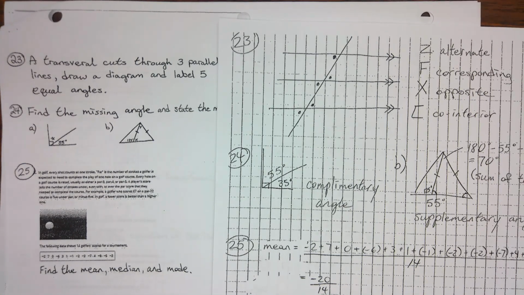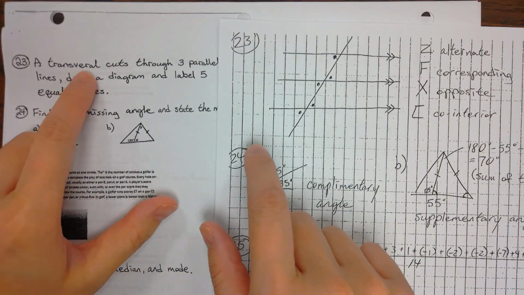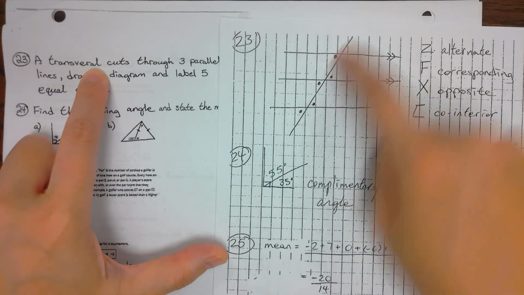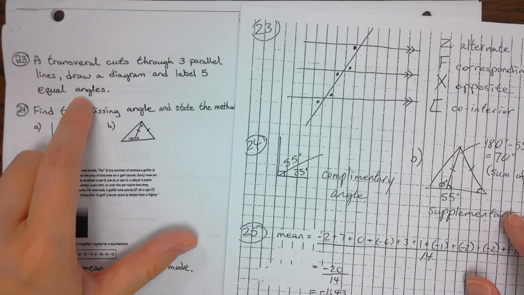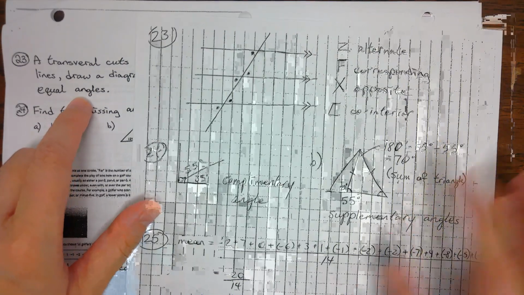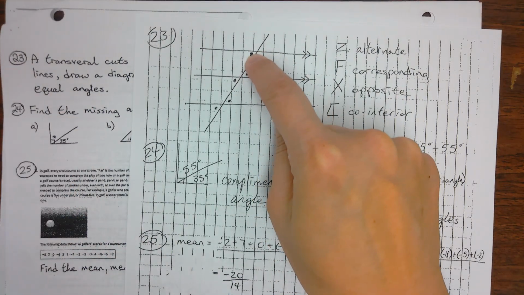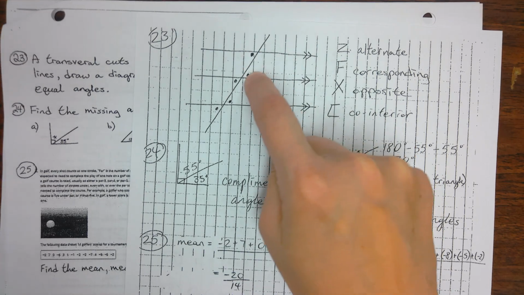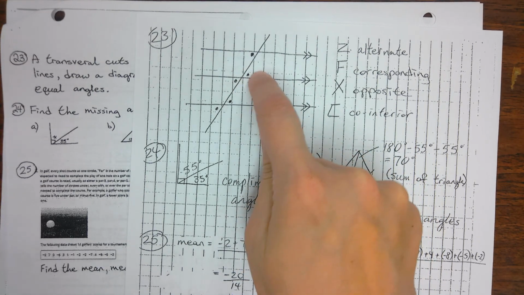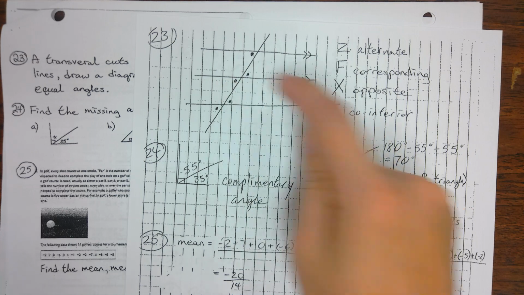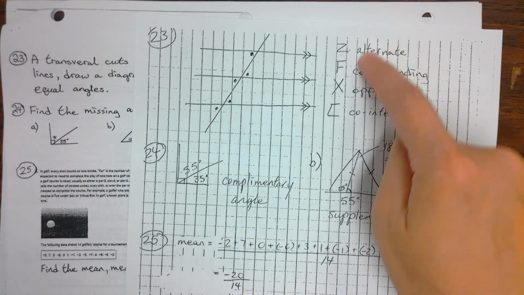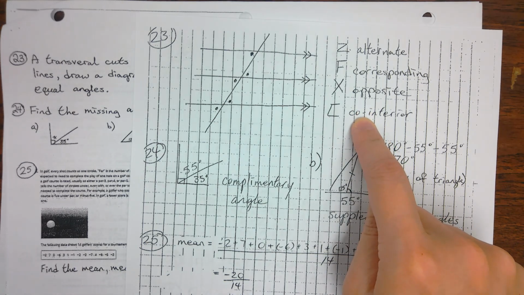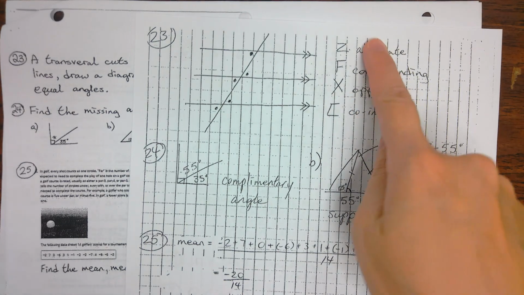Okay. So, a transversal, which is just the line that cuts through parallel lines, and label 5 equal angles. So, if let's say I choose this one, then I know because of alternate angle, these two are the same. I know that these two are the same because it's opposite. And then I know these two are the same because corresponding. Do you need to know these words? Yes.